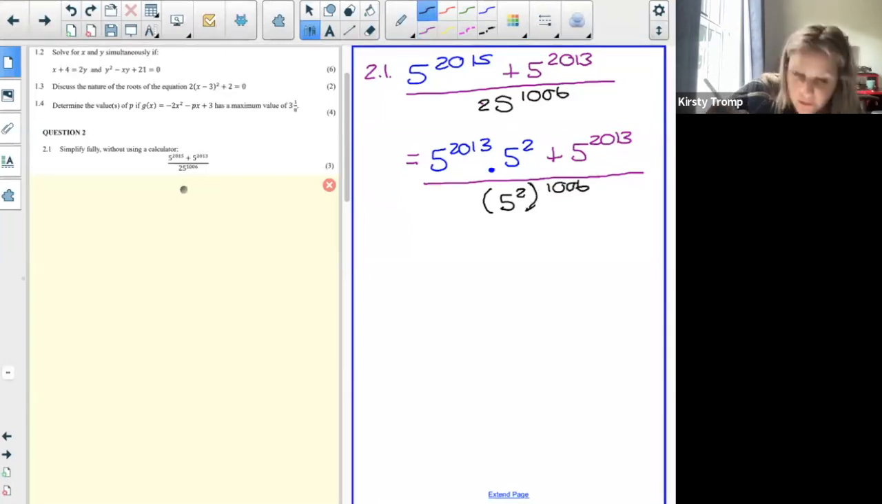1006. So what have we done? We took that number that was in blue. I've done it in different colors for you so you could see what we were doing. I took that number that was in blue, 5 to the power of 2015, and I made it 5 to the power of 2013 times by 5 to the power of 2.